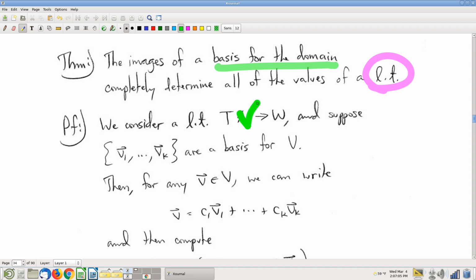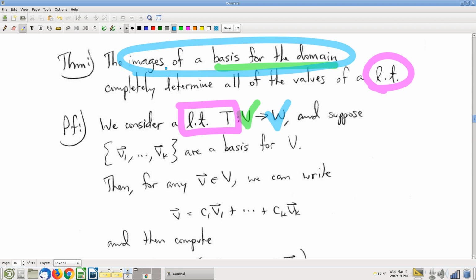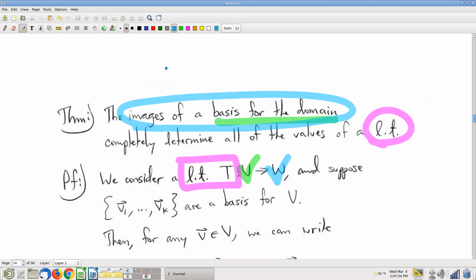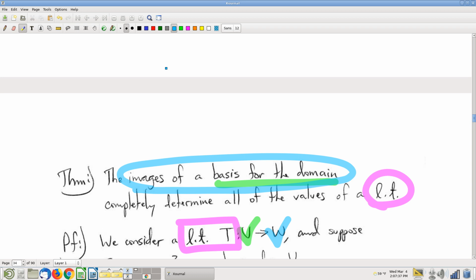So if you've got a basis for the domain of a linear transformation T, and you tell me all of the outputs, the images of those basis vectors, then I claim that in fact completely determines every value of the entire linear transformation. This is a shocking assertion if you really think about it. Let me elaborate on why. In the domain of this function T, there are infinitely many vectors, of course. It's a vector space, right?